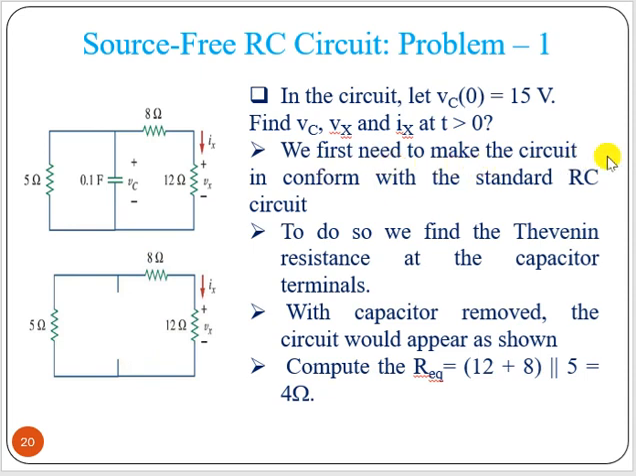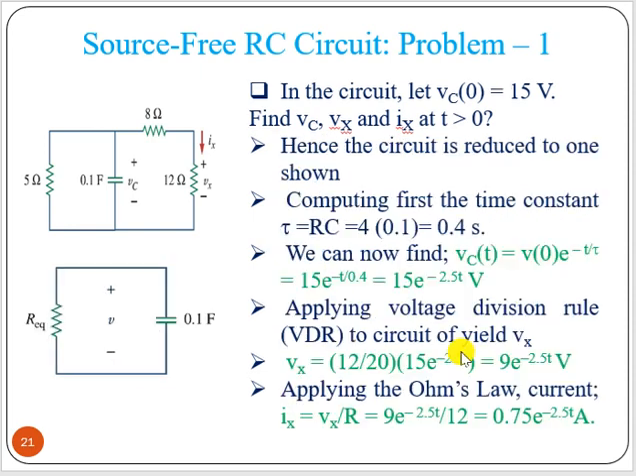So we first need to make the circuit conform with the standard RC circuit. If you remove the capacitor and look into that, what is the equivalent resistance that we can find? The current divides, and these two are in series. So 12 plus 8, that is 20, in parallel with 5. 4 ohm is the R equivalent.